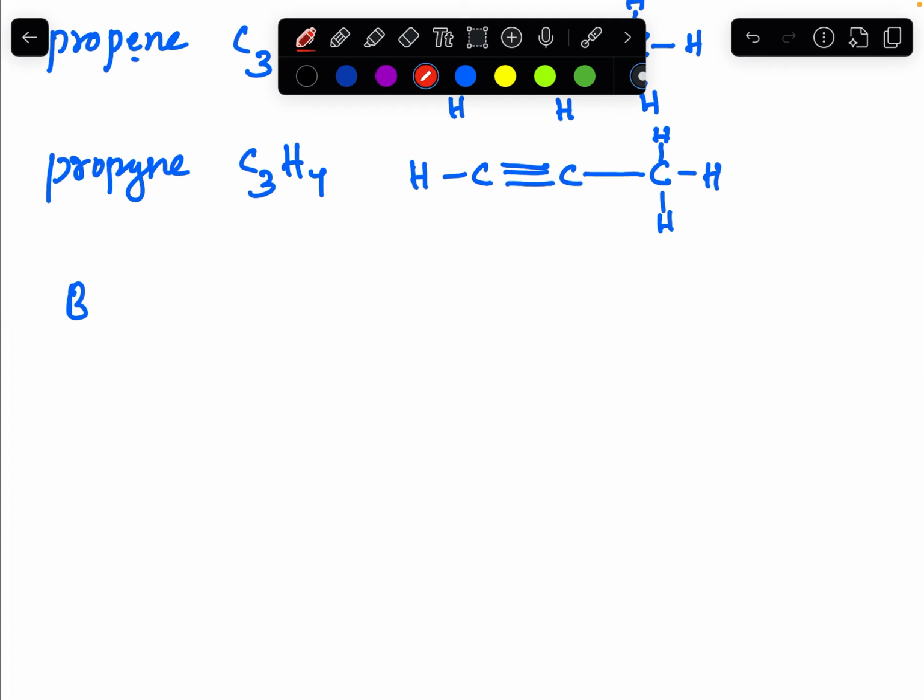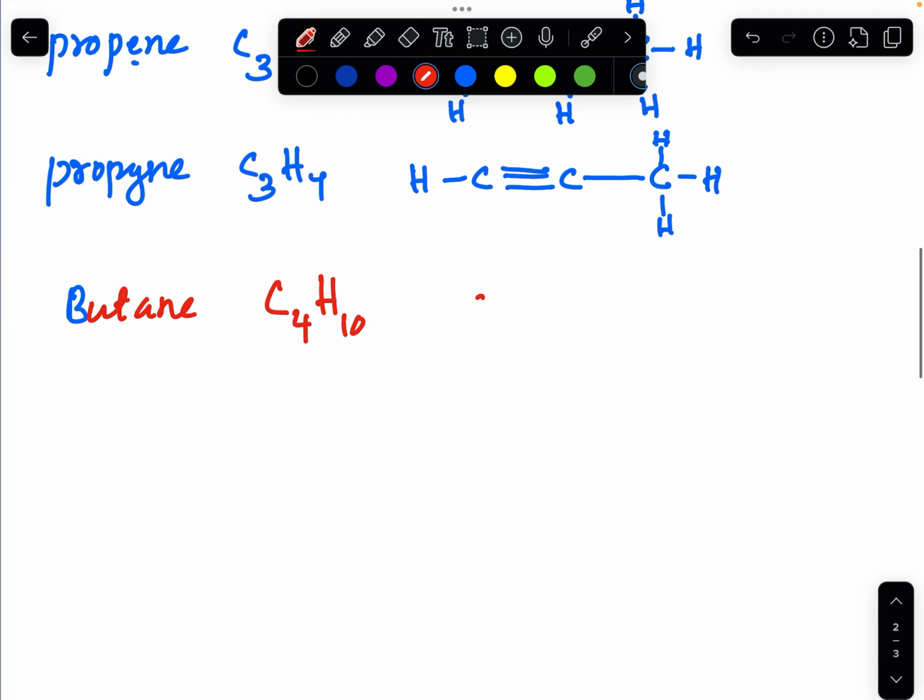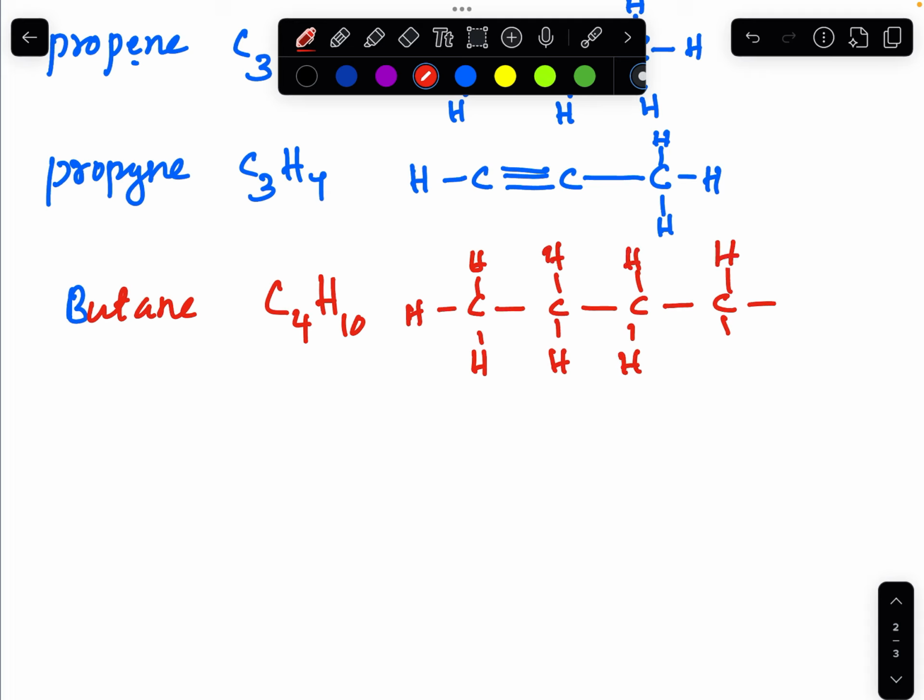Butane is C4H10, 2 times 4 plus 2. It's a 10. So draw 4 carbon in a single bond because it is an alkane. Then draw hydrogen atoms here. Okay, 1, 2, 3, 4, 5, 6, 7, 8, 9, 10. That is right. Okay, now I'm going to do butene.